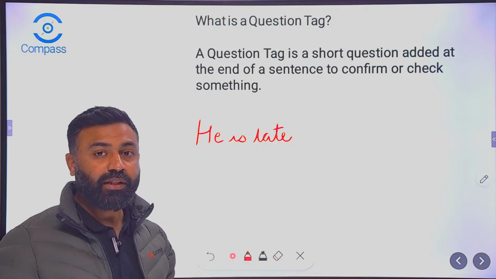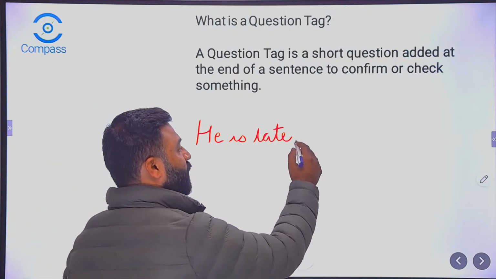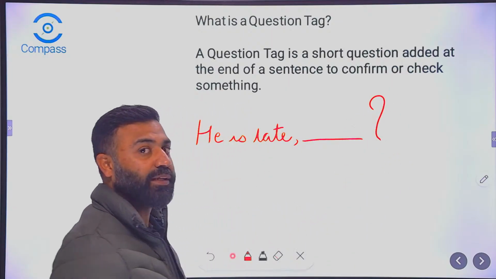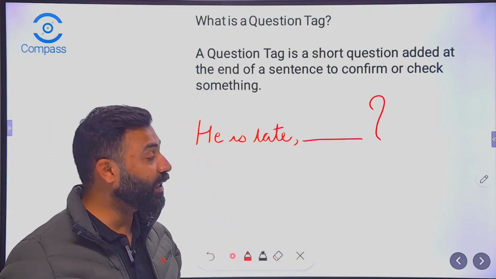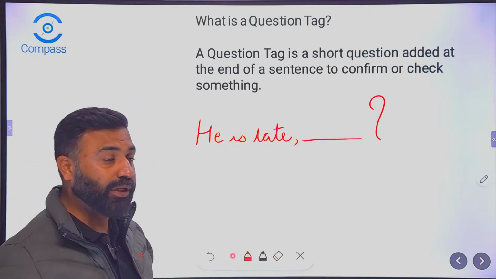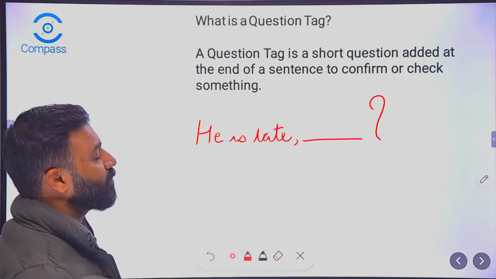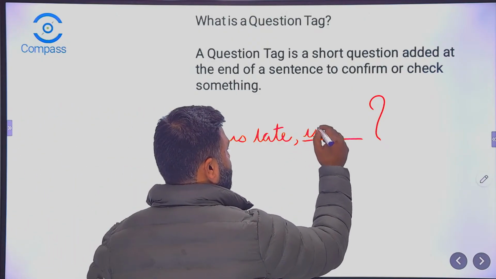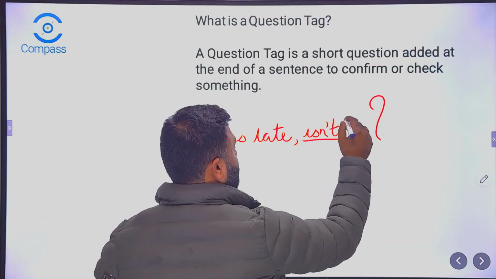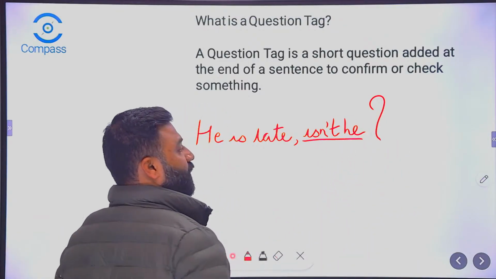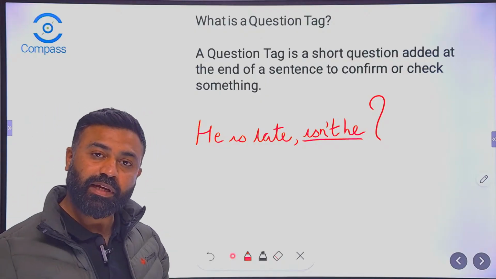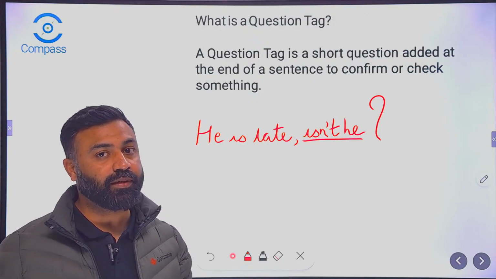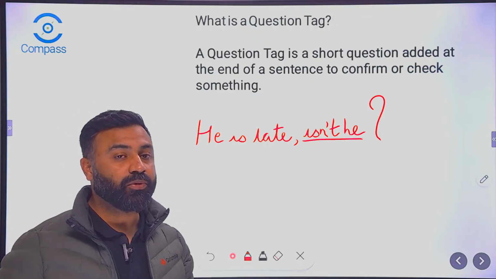The question tag comes after the comma. He is late, and why do we put a question tag? To check or confirm something. The question tag that is going to be used here is isn't he. You must have come across questions like these in the previous question papers as well. So that is what we are going to cover today, question tags.